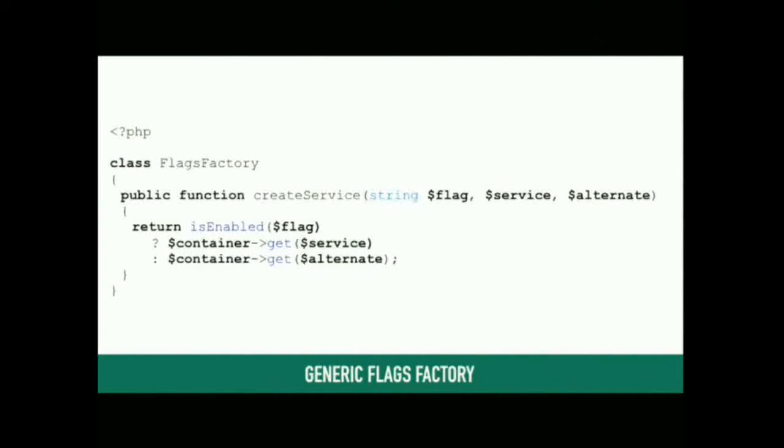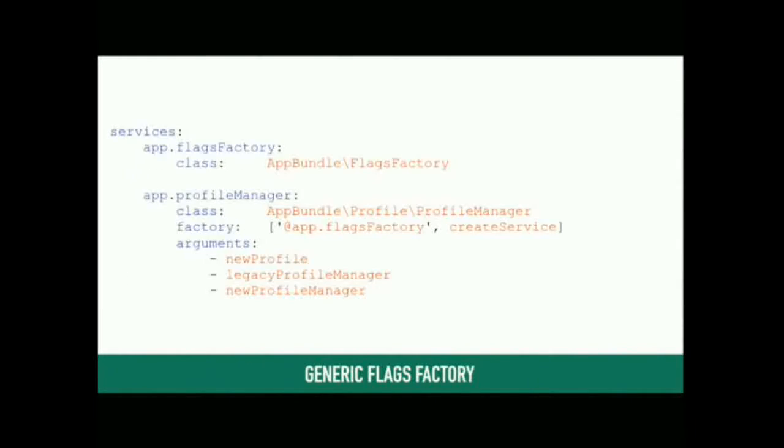This will work for every single one of your feature flags, so long as it's just a very simple, is the flag enabled, isn't the flag enabled. We pass in the string, which is the flag name. We pass in the service, and we pass in the alternate controller. Again, we do exactly the same thing we were just talking about. And then in your services, you can define this flags factory as a class.